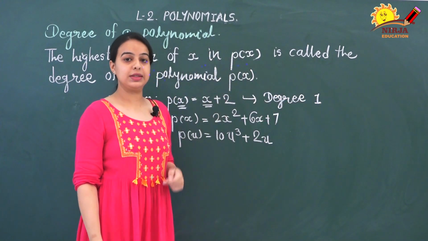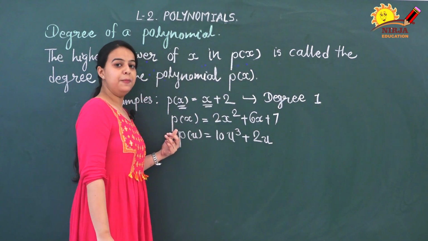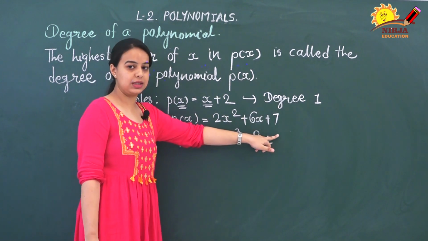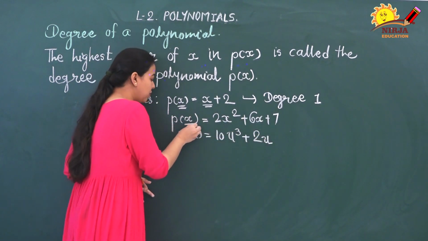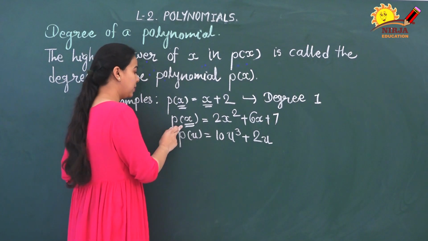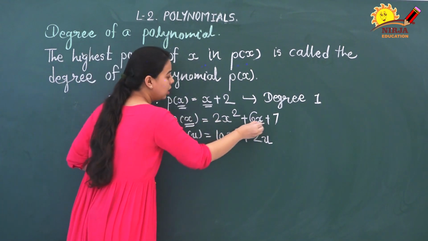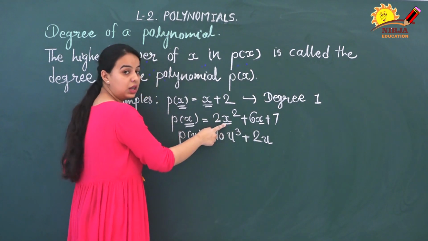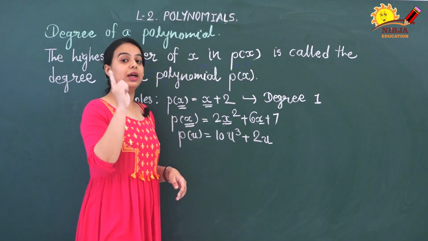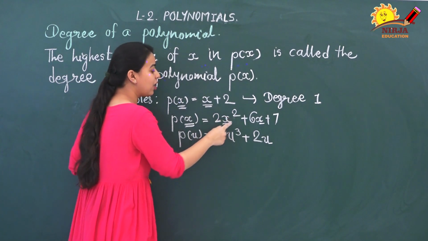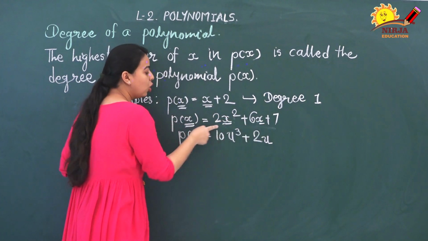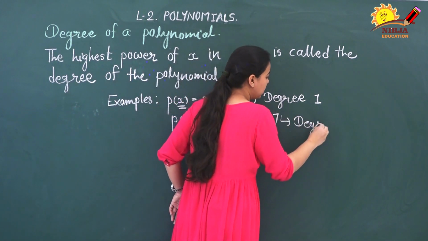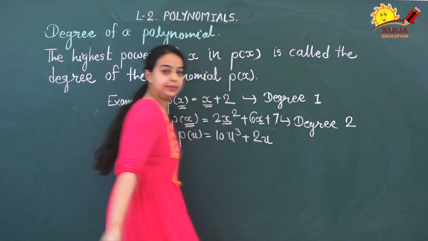Now let's move towards the second example. Here I have taken p of x is equal to 2x square plus 6x plus 7. As you can see, this is also a polynomial in variable x. So here we have two places with x, right? One is this, another one is this. But we need to consider the highest power and the highest power of x is 2 in this whole polynomial. So we can say the degree of this polynomial is 2.